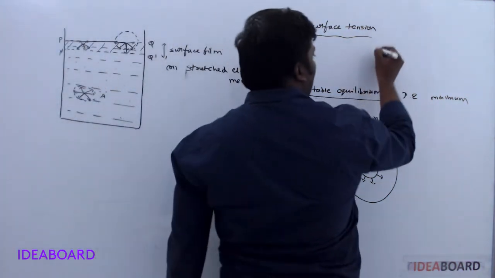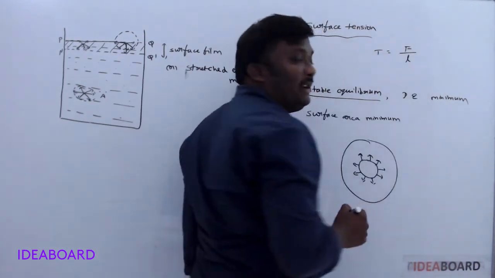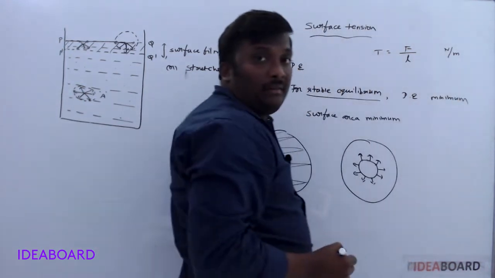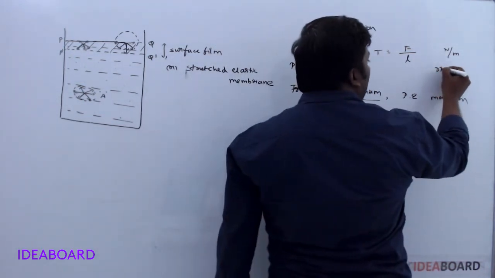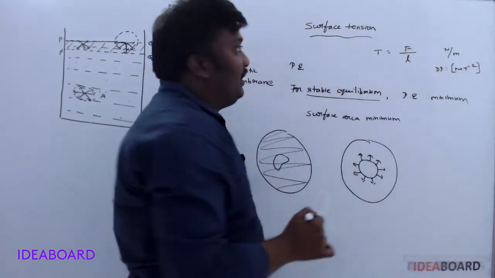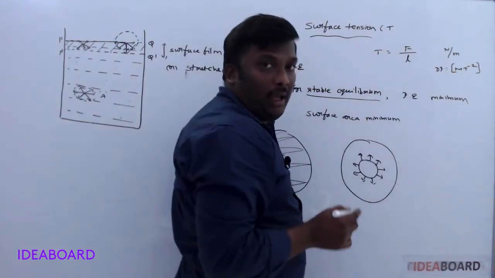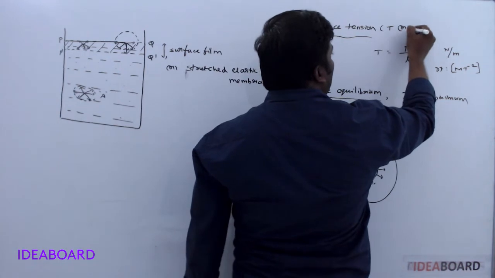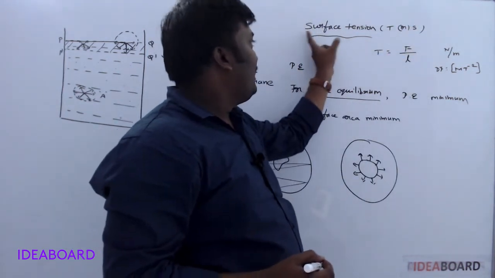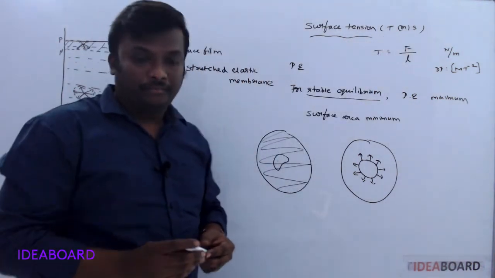The formula for surface tension is T equal to tangential force per unit length. Units are Newton per meter and the dimensional formula is MT to the power minus 2. Generally, the symbol for surface tension is capital T. In textbooks, sometimes they use the letter S, which also indicates surface tension. First, I am using capital T. Clear?